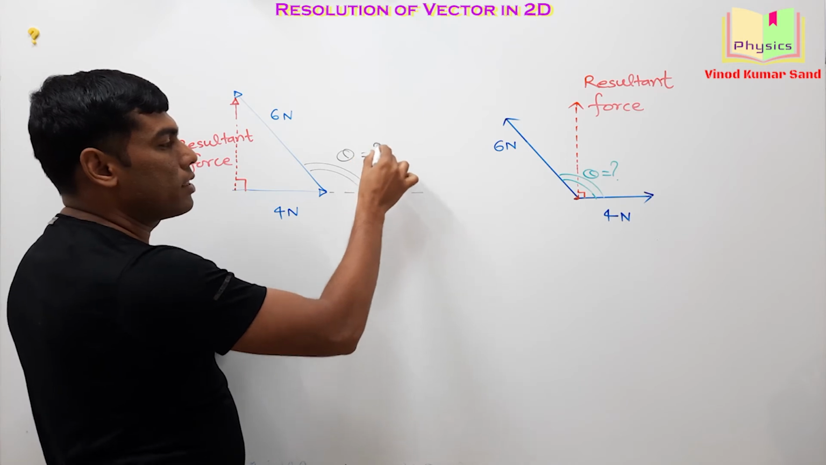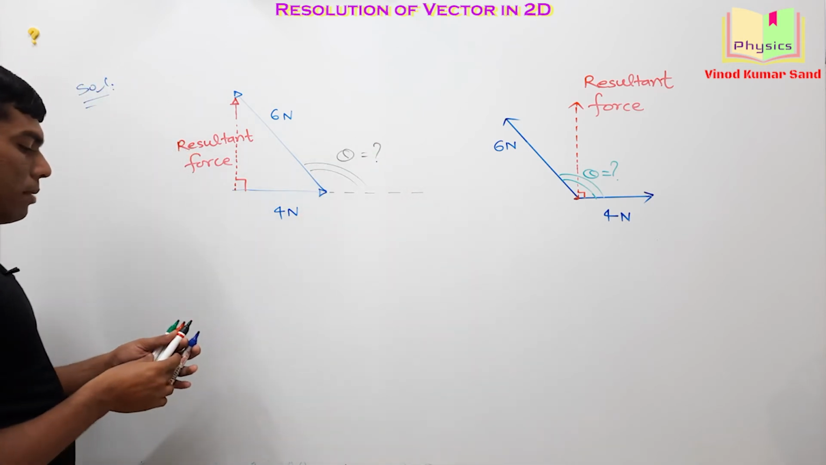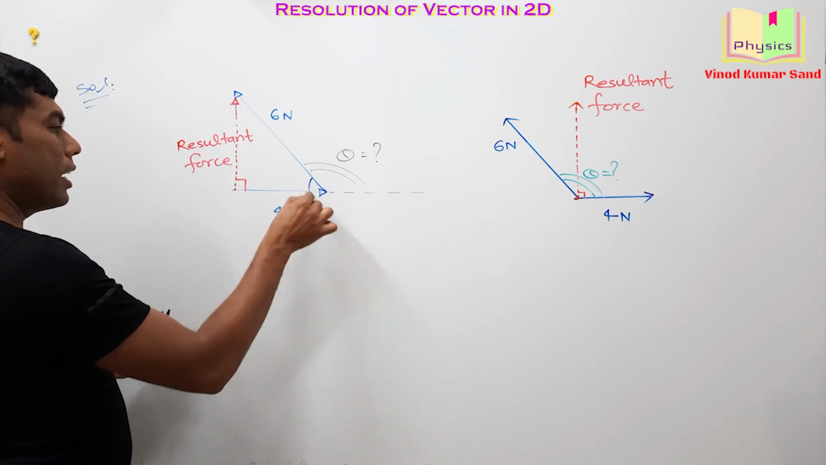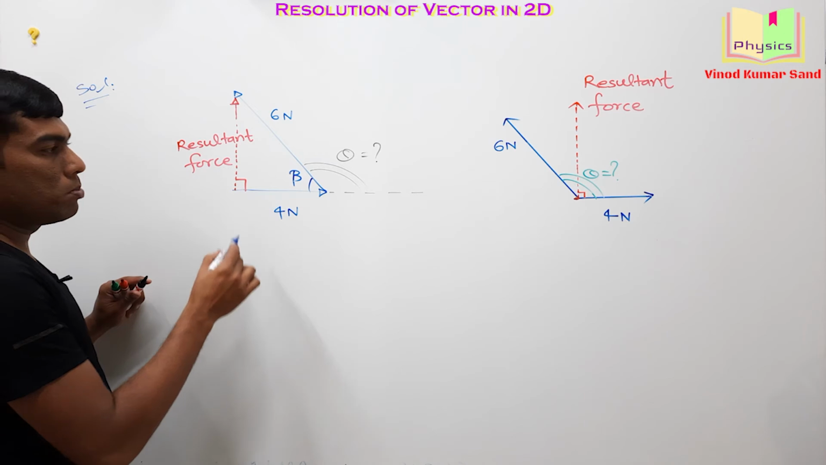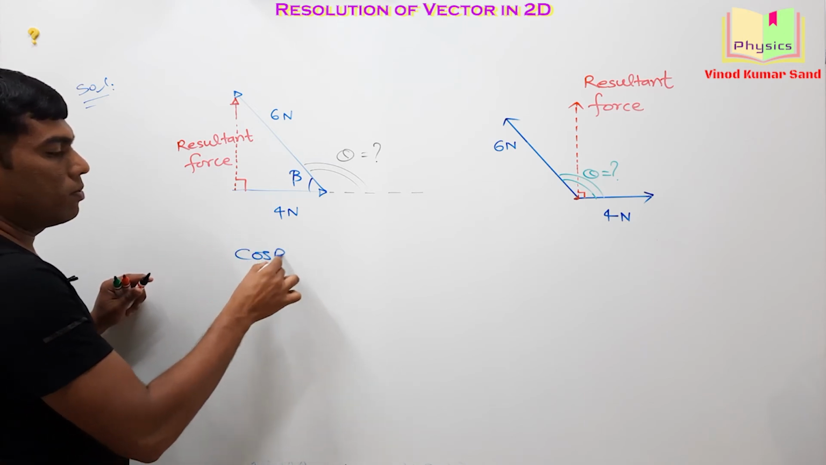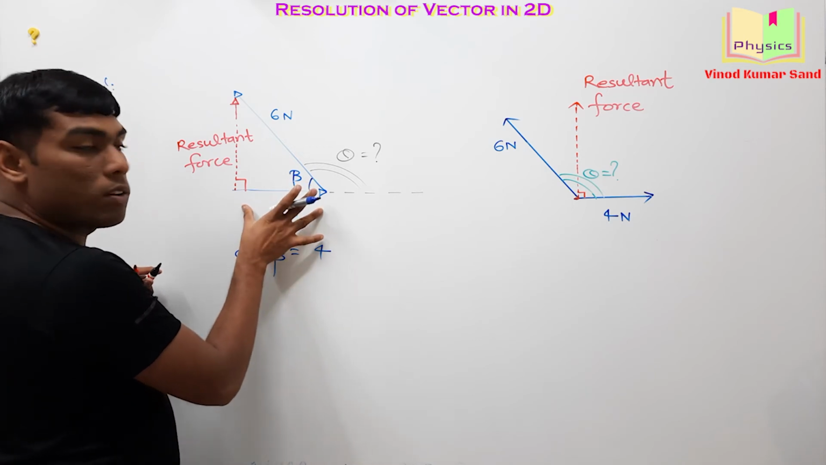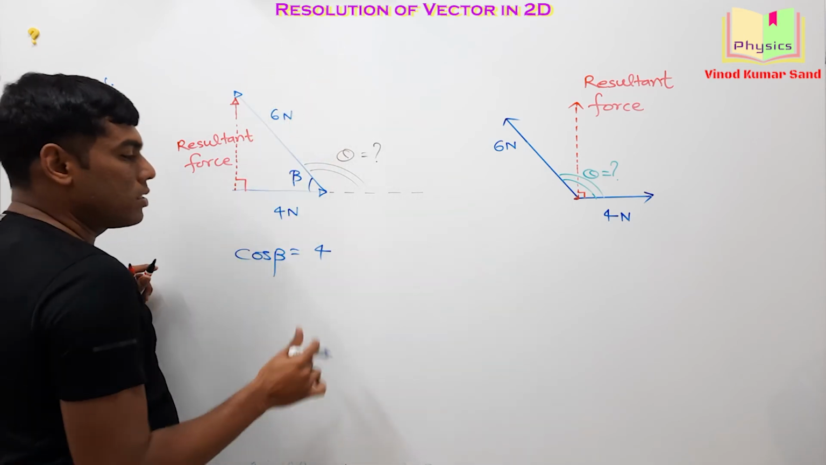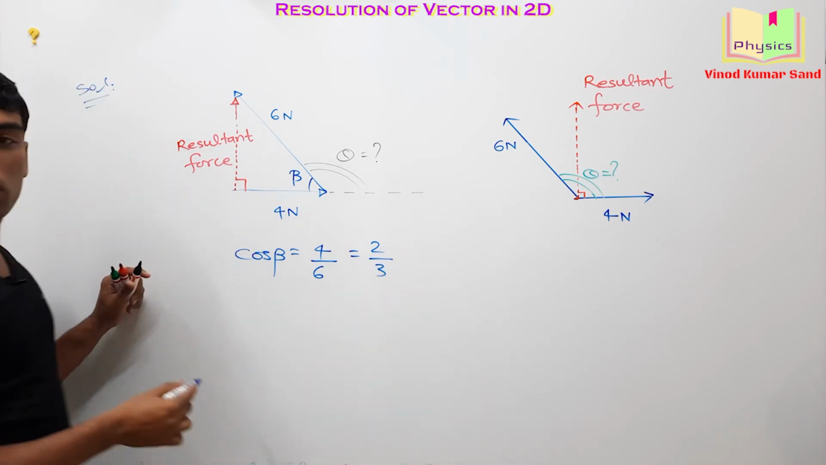That's your target. Now to obtain this angle theta, I am taking the angle here as beta, let's say. How much is cos beta? Pretty simple calculation. Cos beta is the length of this side divided by the length of this side, which is equal to 4 by 6, which is equal to 2 by 3.